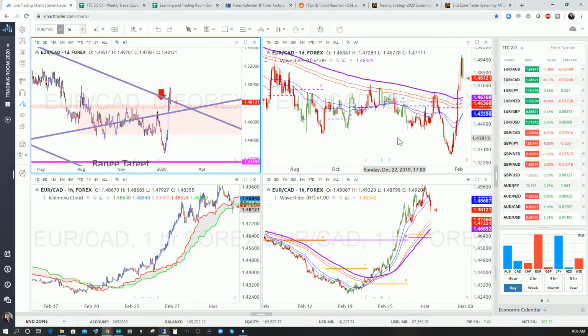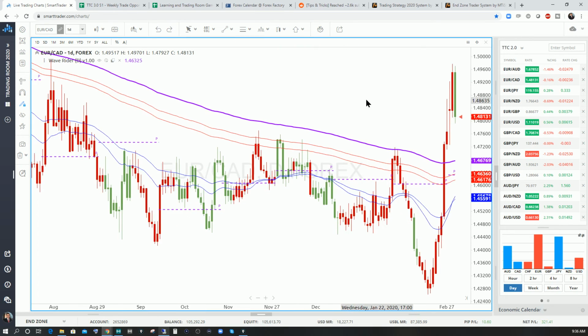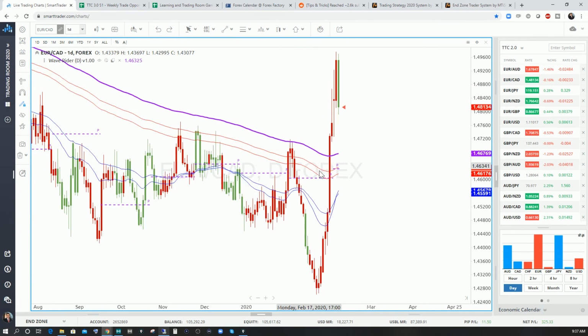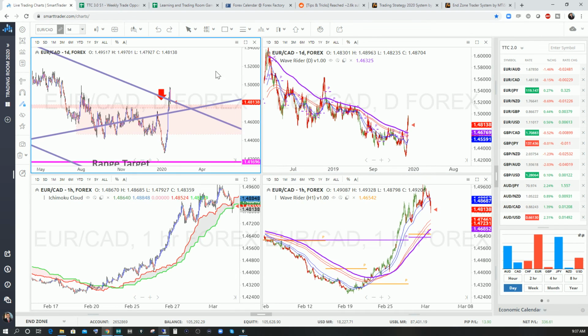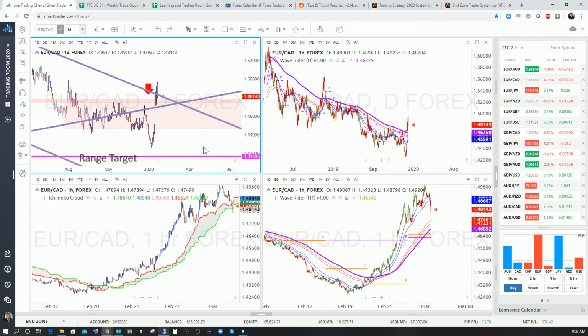All right, let's take a look here. If we actually take a look over here, we've broken out of here. We're coming back to retest. Yeah, we can give it another about 130 pips before we make some decisions. And then we'll go ahead and see what the news did this morning. All right. So that's the plan on the Euro CAD.